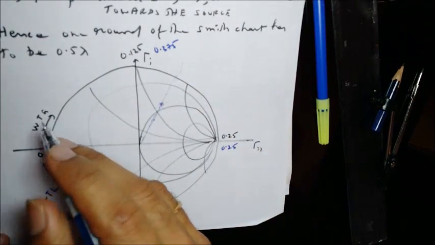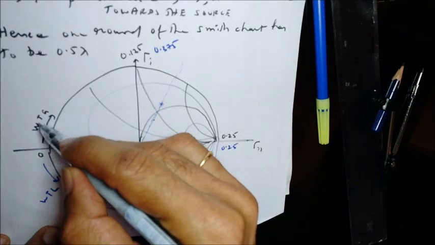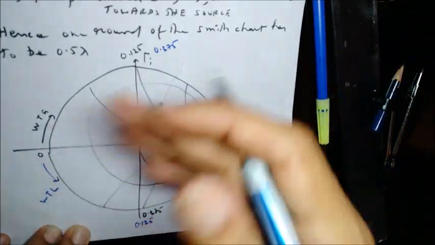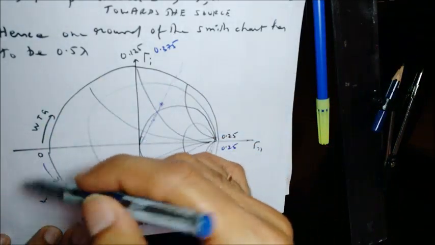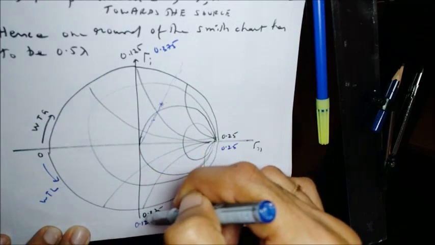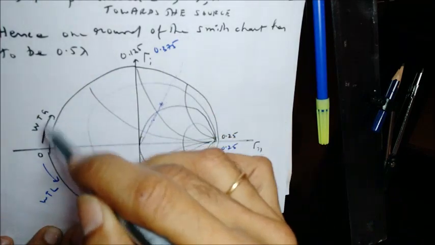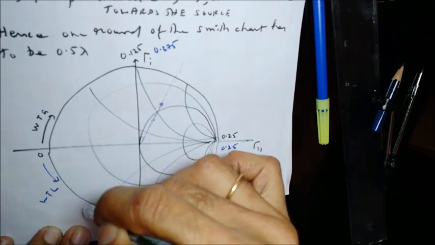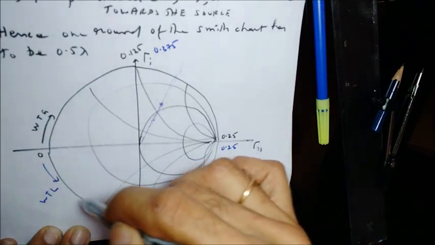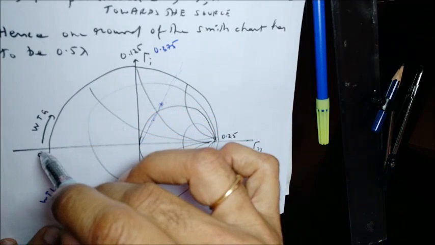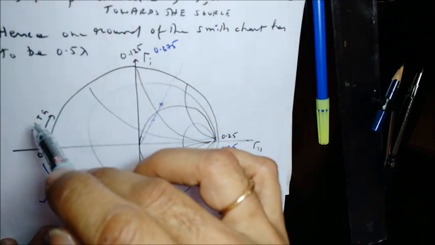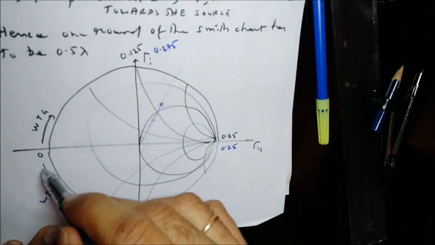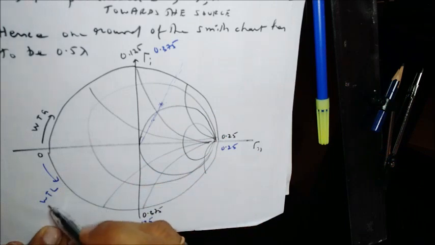And this is WTG, that is wavelengths towards generator, because I am discussing now movement towards generator. Now, by a similar argument, if I move from a point on the transmission line towards the load, I will be moving in this direction, and that also brings me to the same impedance if I move a distance of 0.5 lambda towards the load, and hence we show that as wavelength towards the load.